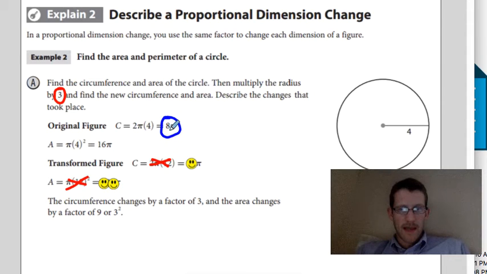The original had 8 pi. The new circumference is going to be 24 pi, right? We're going to multiply by that scale factor of 3 in order to get 24.